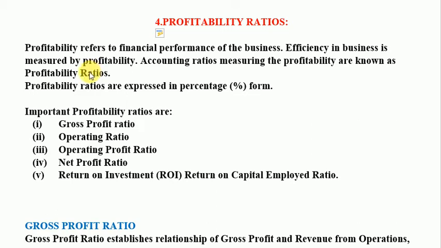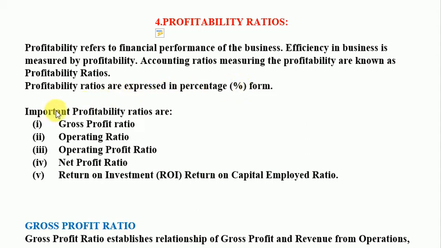Very simple explanation of profitability ratios after doing the three categories. These ratios are expressed in percentage form. So whenever you solve the questions related to profitability ratios, the final answer should carry a percentage sign.